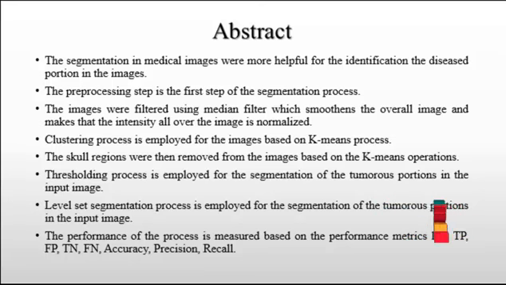The pre-processing step is the first step of the segmentation process. The images are filtered using the median filter, which smoothens the image and normalizes the intensity over the whole image. Clustering is then employed based on the k-means process. The skull region is removed from the images. Thresholding and level set segmentation are employed for the segmentation of the tumorous portions in the input images.